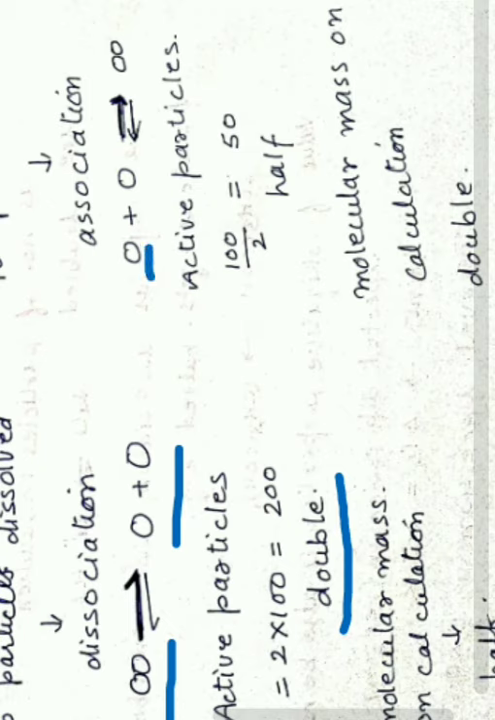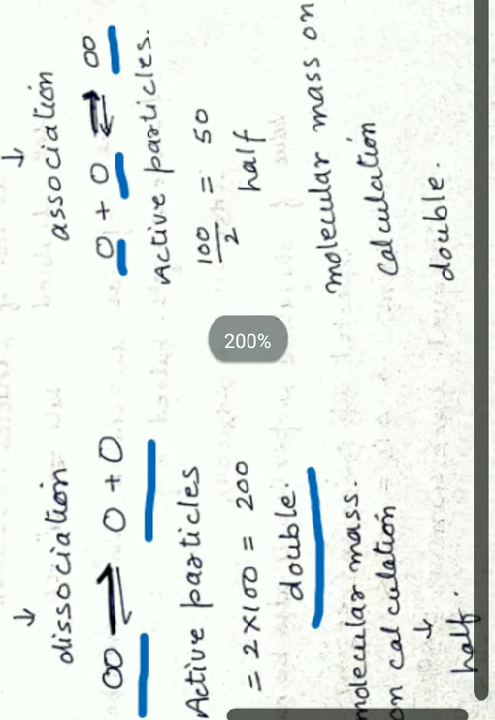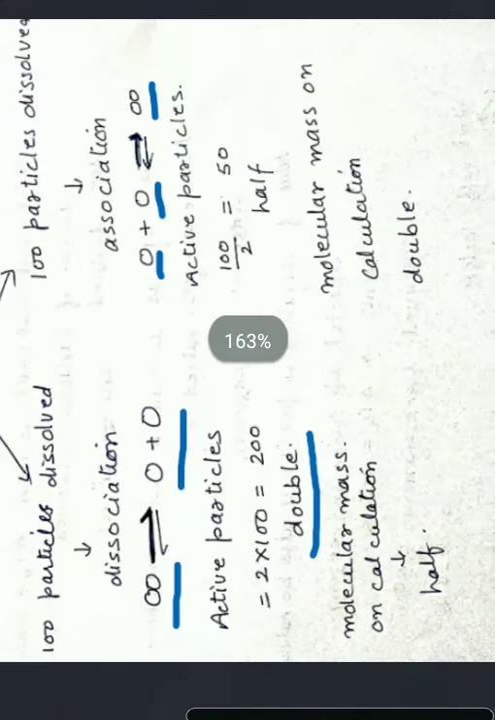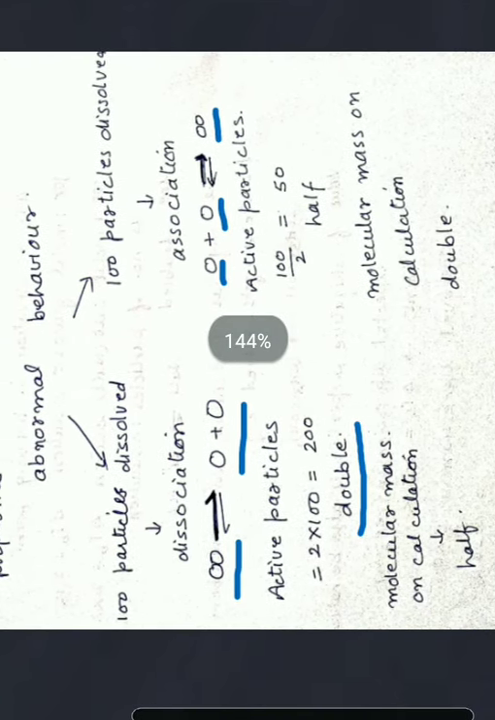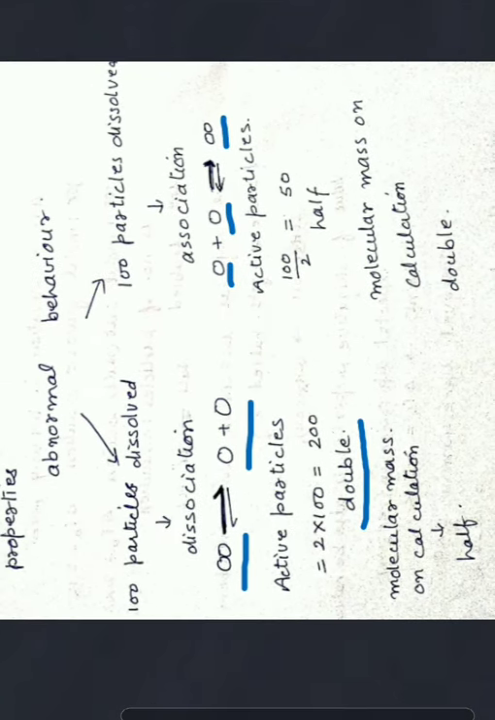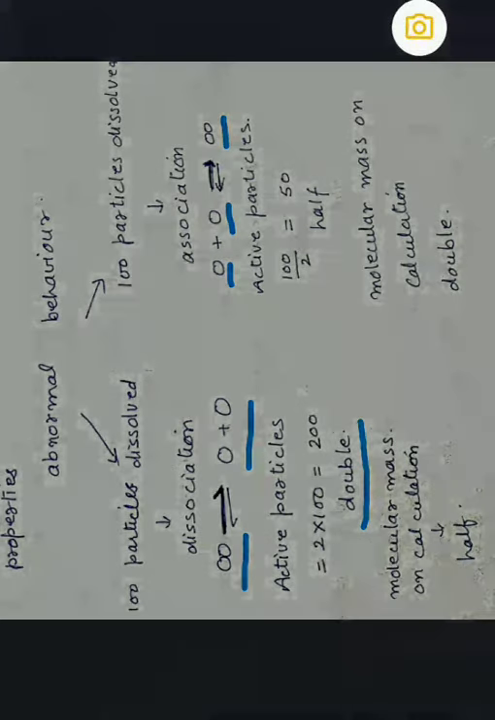Initially each particle was an individual unit, but on dissolving it has formed a unit which is much heavier, and that is why molecular mass comes out to be greater, or we can say double in this case. So this behavior only is called abnormal molecular mass. Next we have to study how this abnormal molecular mass affects the colligative properties.